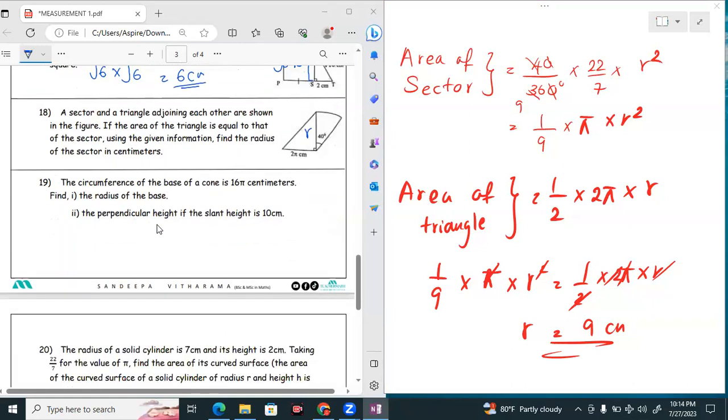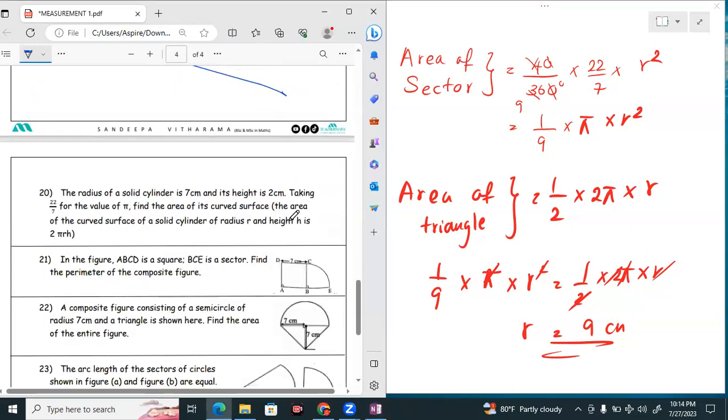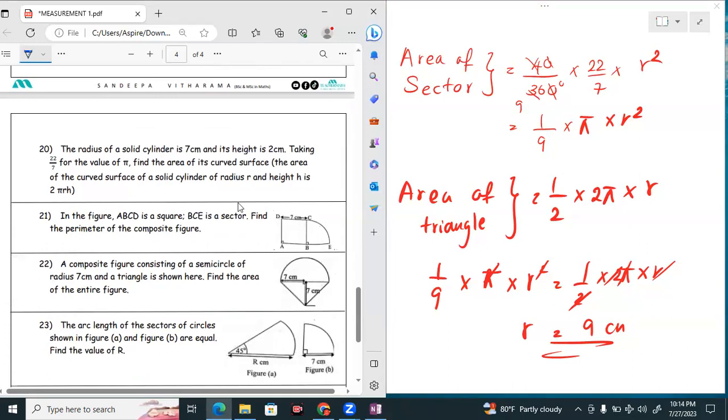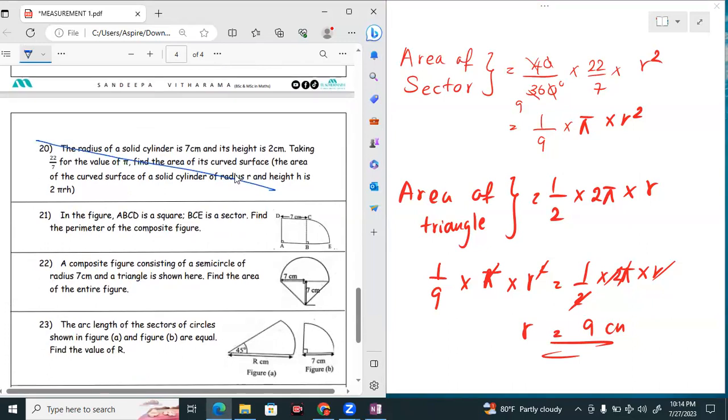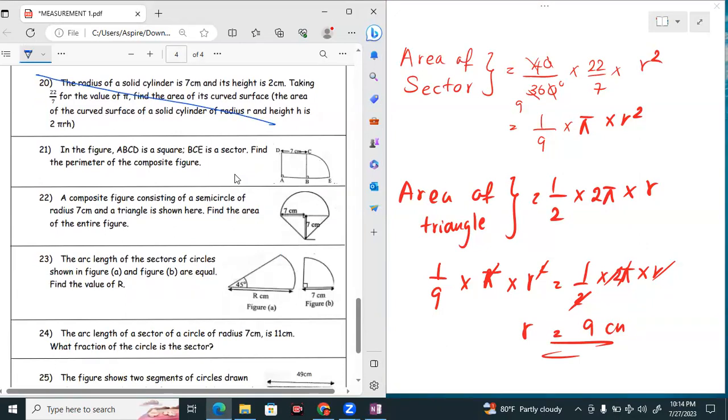The circumference of the base of a cone is 16.5 centimeters. Find the radius of the base and the perpendicular height of this cone. Sorry, my 19th question. It should be in the second part. Okay, 20th also not relevant to here. In the figure, ABCD is a square, BCE is a sector. Find the perimeter of the composite figure.